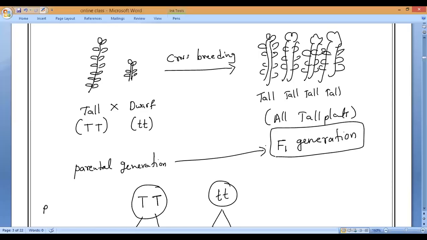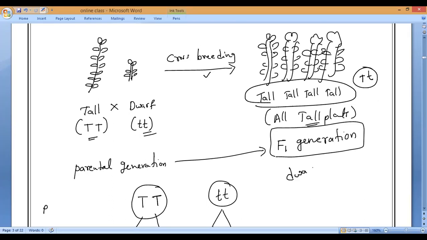So if you notice in the parental generation, when he selected a pure breed of tall plant and a pure breed of dwarf plant, and did the crossbreeding, the genotype he observed was all capital T and small t only. And the phenotype he noticed is that all the pea plants in the F1 generation are tall plants only. So he noticed that the dwarfness is not shown up.